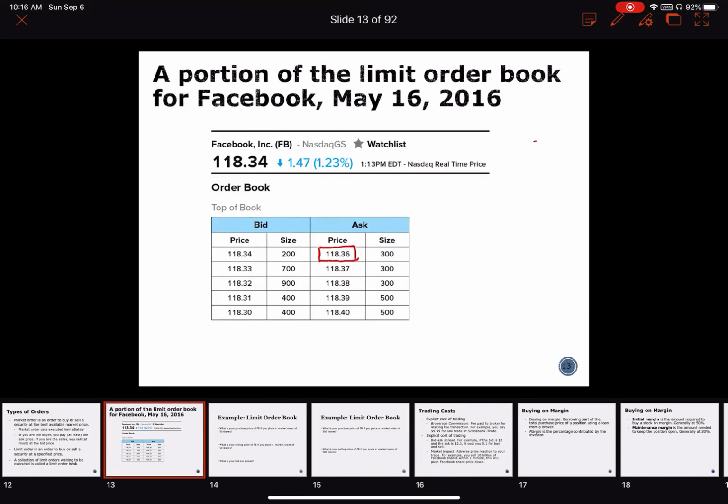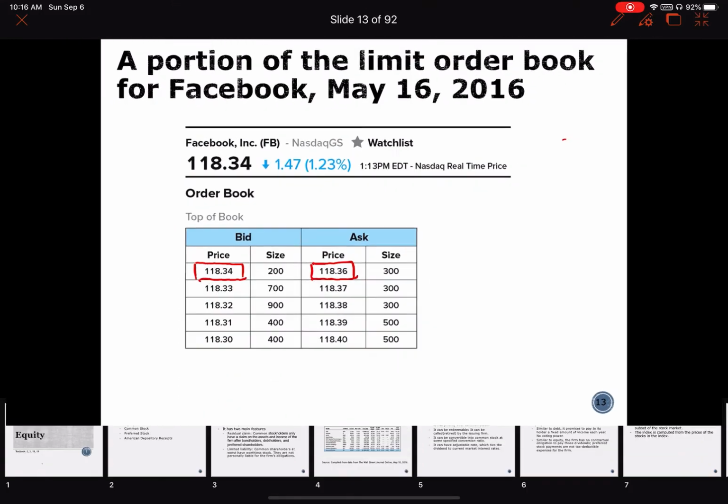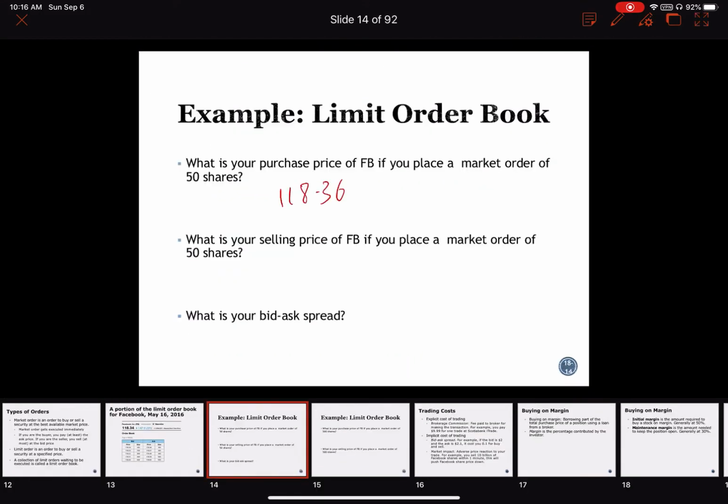Now, second question. What is your selling price of Facebook if you place a market order of 50 shares? Now you're the seller. You want to sell your Facebook shares and you have placed a market order. Again, we have talked about this. If you're the seller and you have placed a market order, then you sell at this price. So you will sell at $118.34. So the answer here is 118.34.